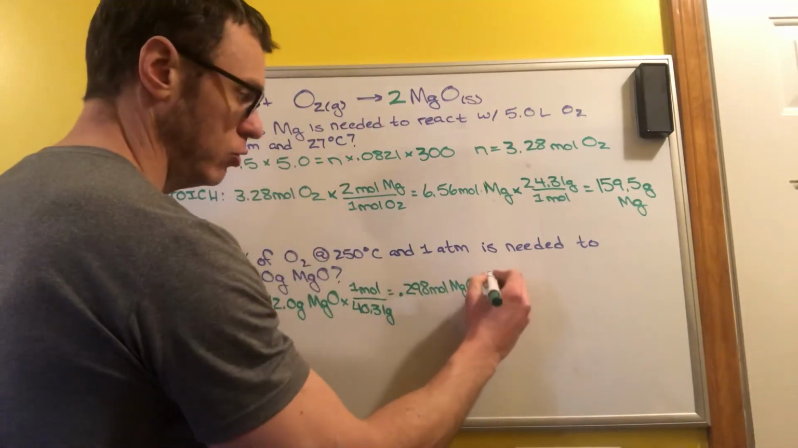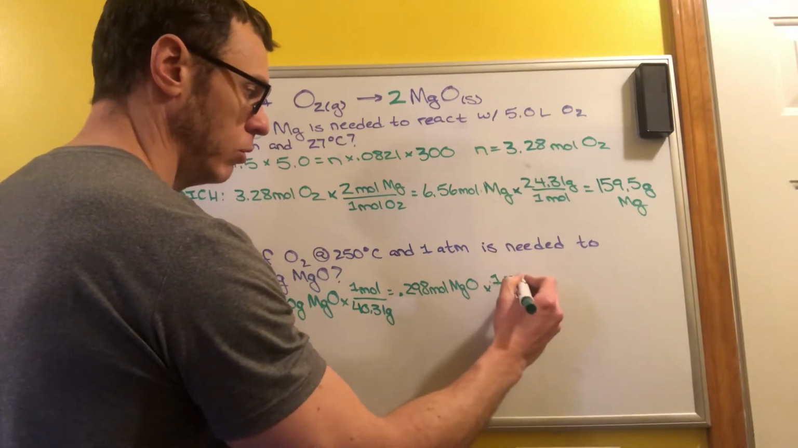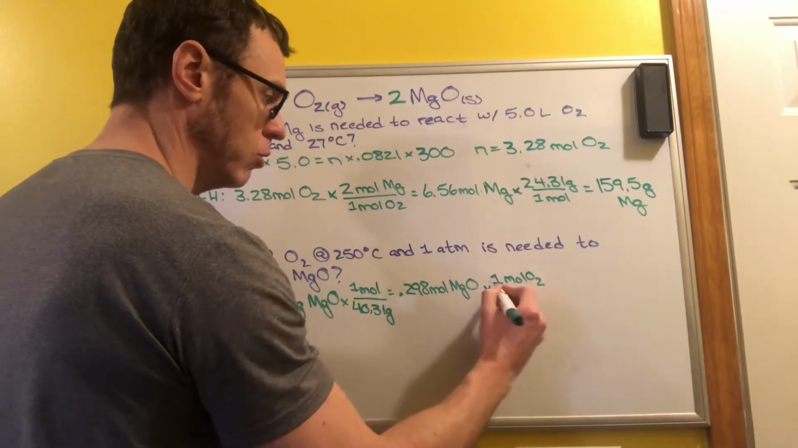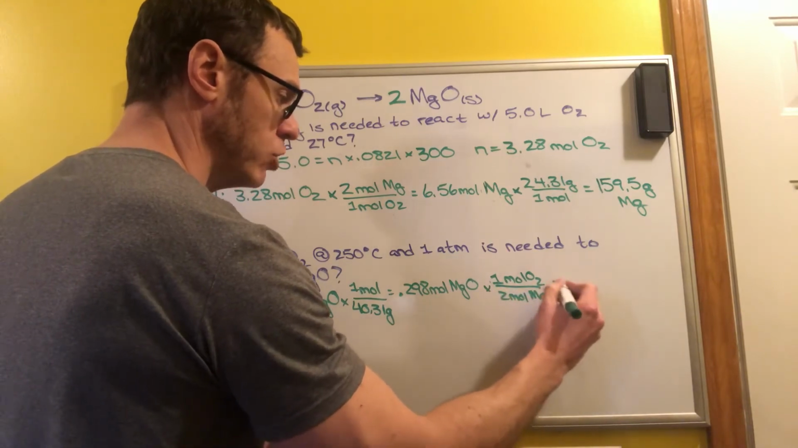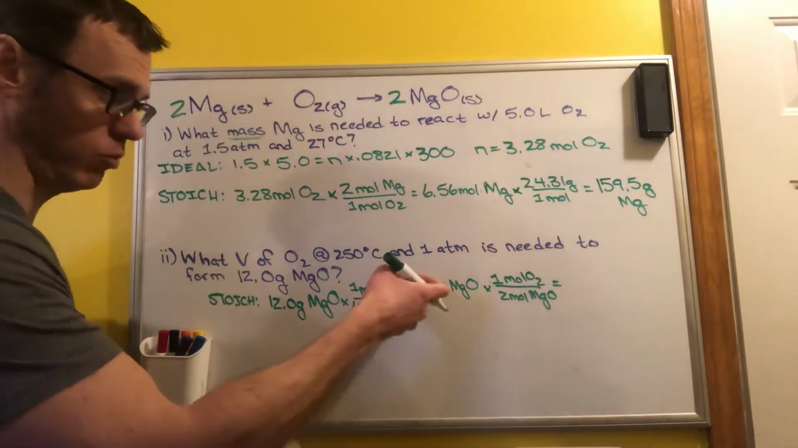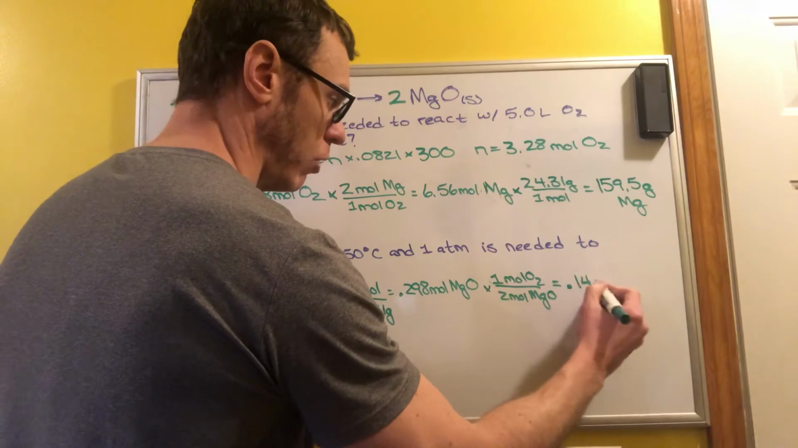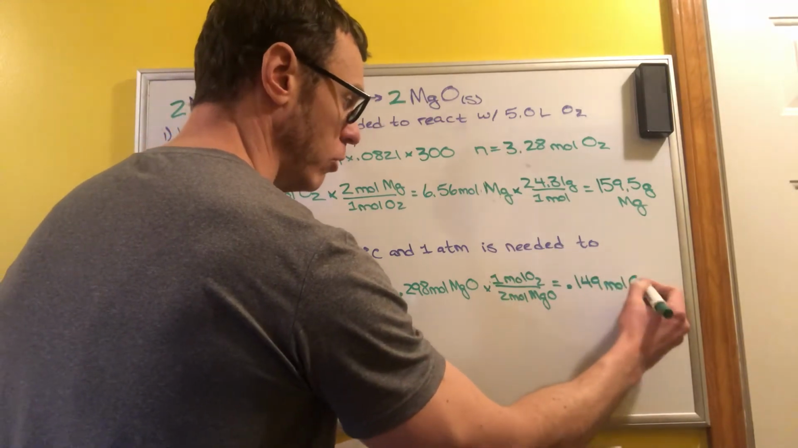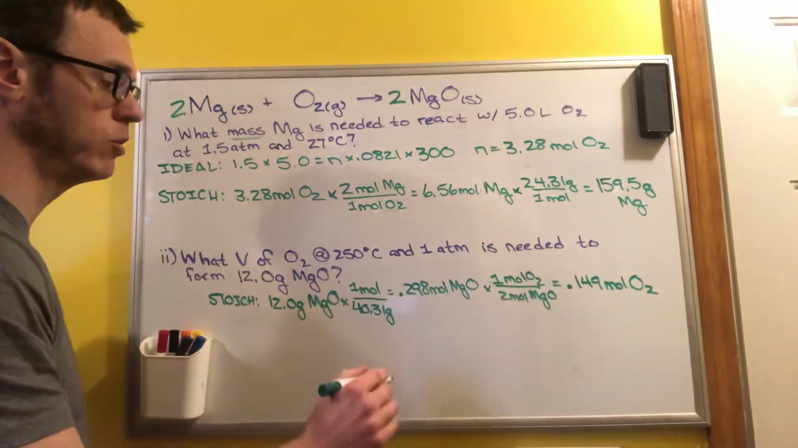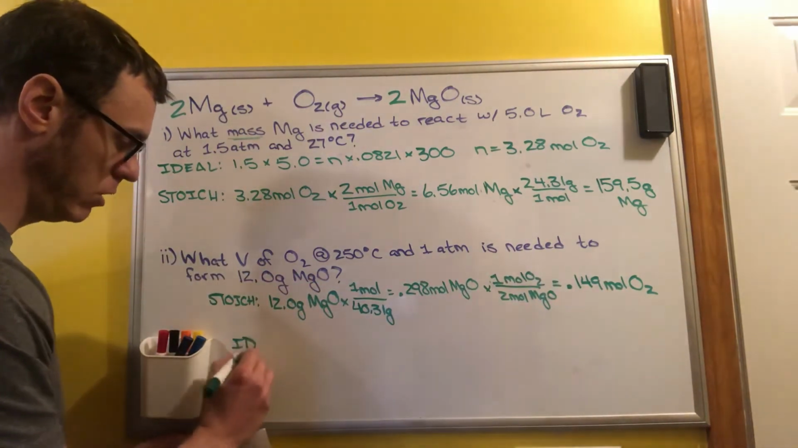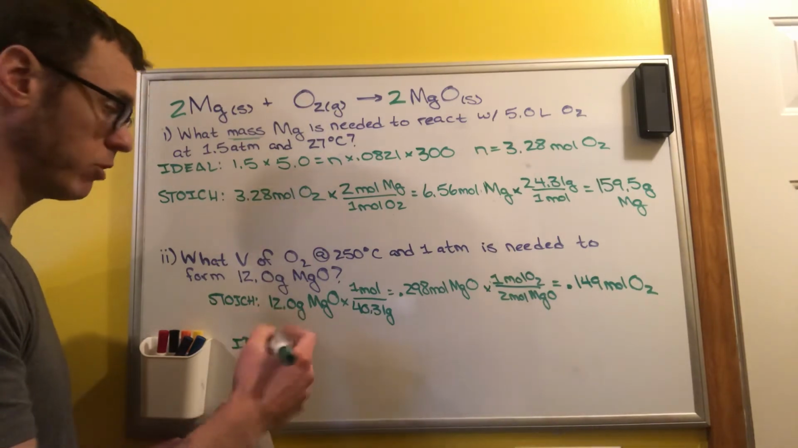And what we get is 1 mole O2 for every 2 mole MgO. And when we do this, it's just 1/2 of this, which is 0.149 moles of O2. We're going to take that 0.149 moles of O2 and we're going to plug it into the ideal gas law. All right, and we're going to figure out the volume.